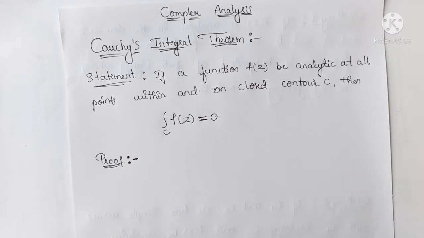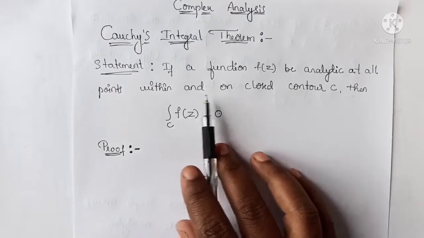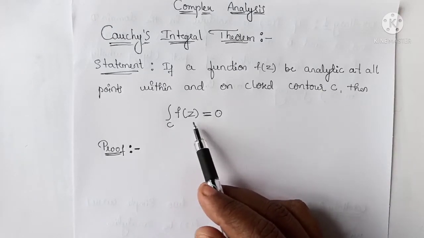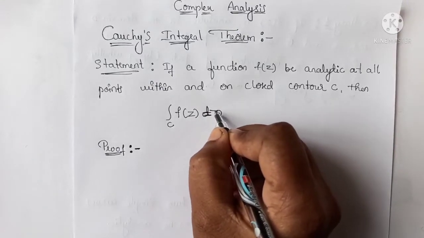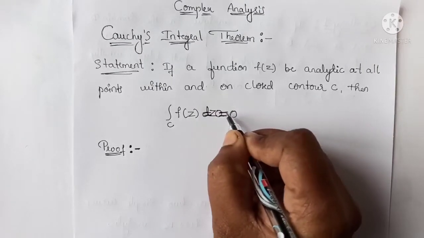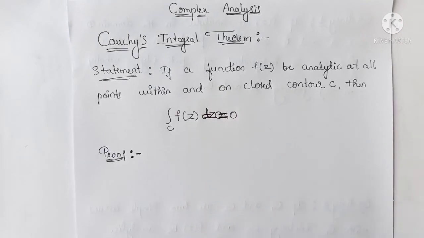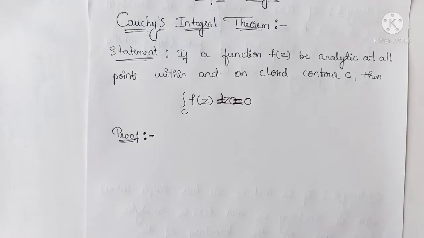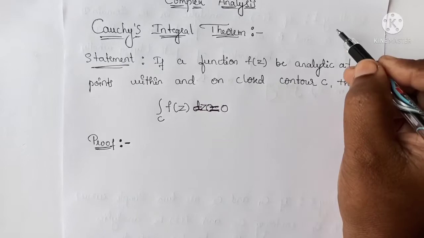Its statement is: if a function f of z is analytic at all points within and on the closed contour C, then the integral over C of f of z dz is equal to 0. A closed contour is one whose initial point and terminal point are equal. You may consider an example of a circle.